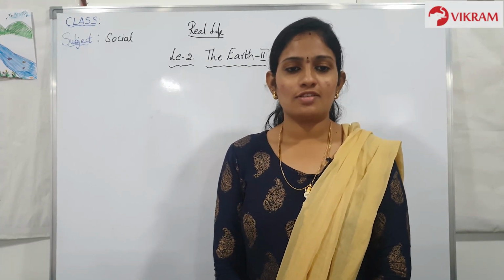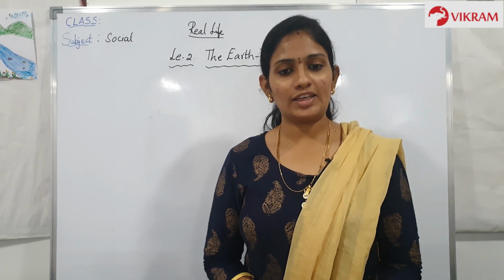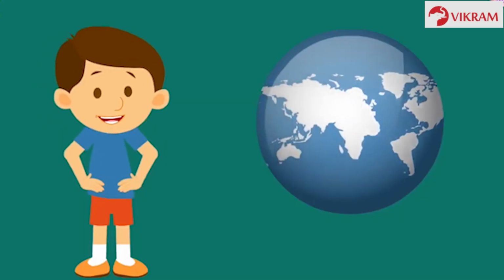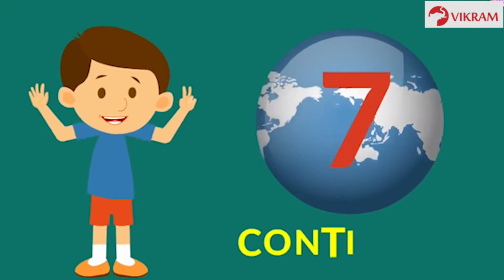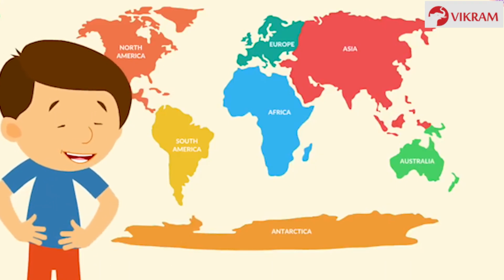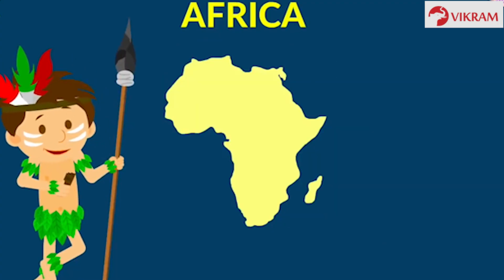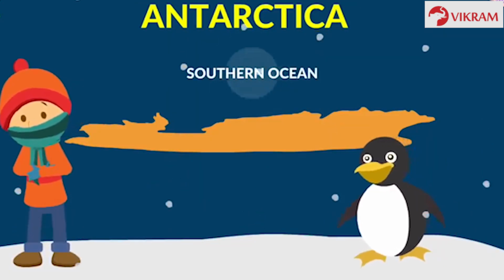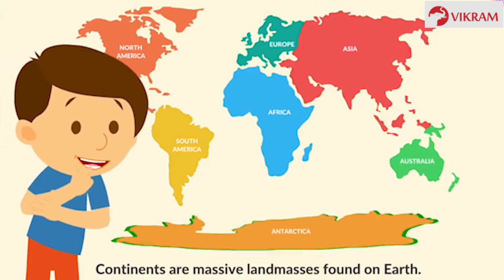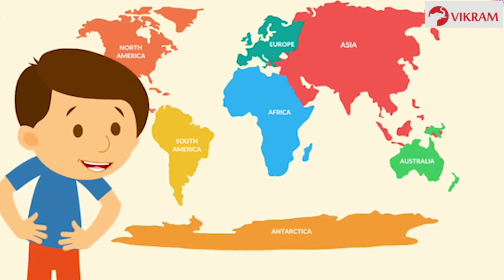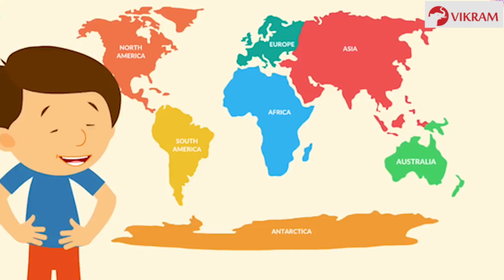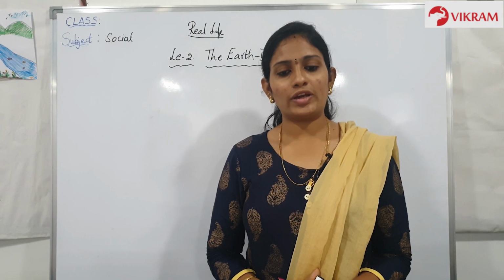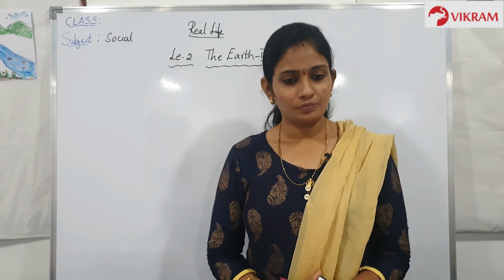Continents and oceans. The land area of the earth is divided into 7 parts. They are called continents. There are 7 continents. They are Asia, Africa, South America, North America, Europe, Antarctica, Australia. The biggest continent is Asia and the smallest is Australia. Our country, India, is located in the continent of Asia.